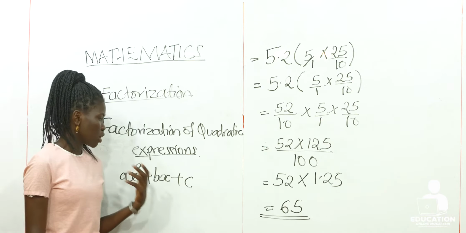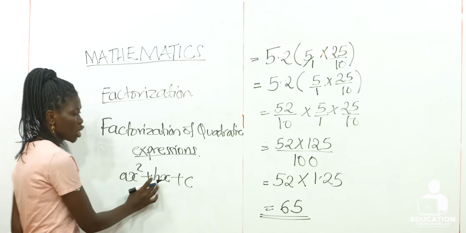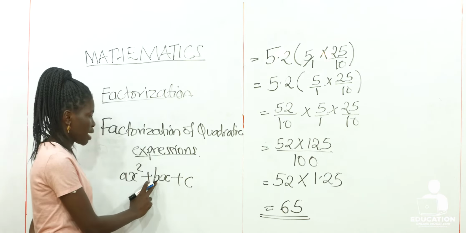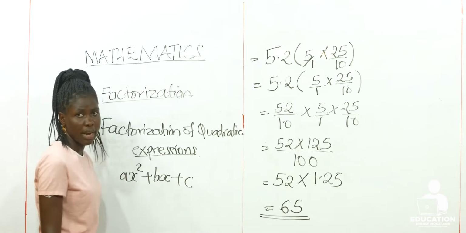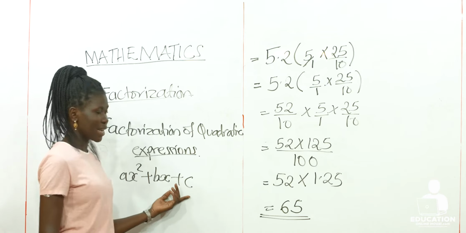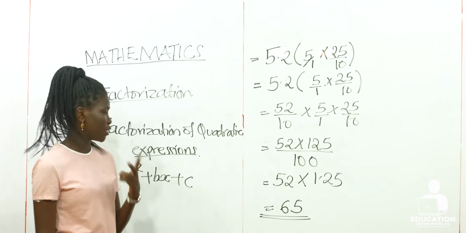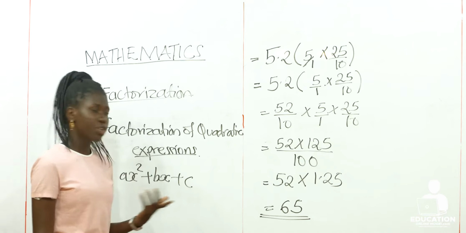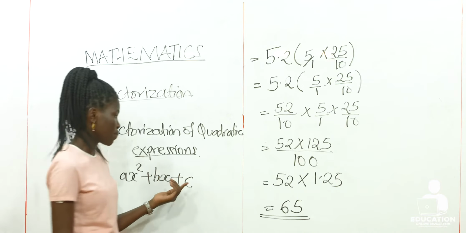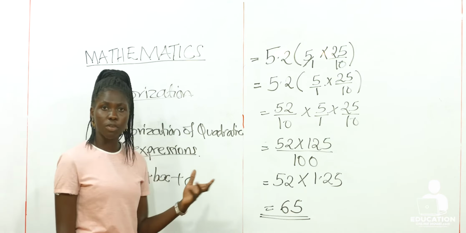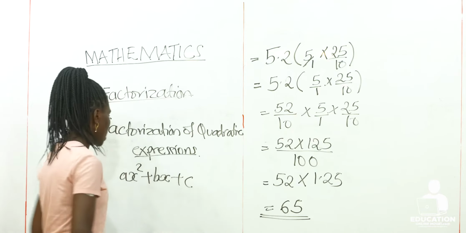In that process of having the sum and the product, our b will be the value of the sum, and to get the value of the product, we need to multiply a and c. After getting the product and the sum, you need to choose two numbers which, when you multiply, give you the product, and when you add, give you the sum. The two numbers you choose have to play both parts.